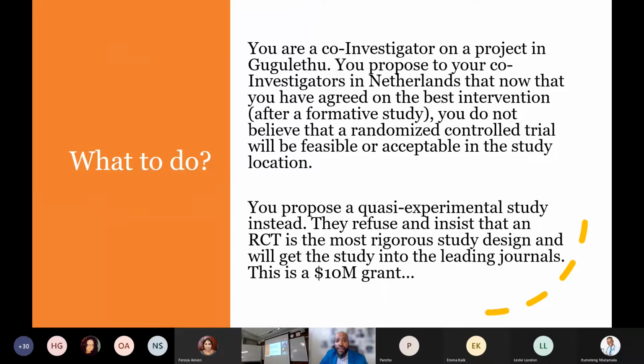Thank you, Prof. You are a co-investigator on a project in Gugulethu. You propose to your co-investigators in the Netherlands that now that you have agreed on a best intervention, you did a formative study, you believe that an RCT will not be feasible or acceptable in the study location, and so you propose a quasi-experimental study instead. But your counterparts in the Netherlands refuse and insist that an RCT is rigorous, it's going to get you into the Lancet, etc. And this is a $10 million grant. How would you react?